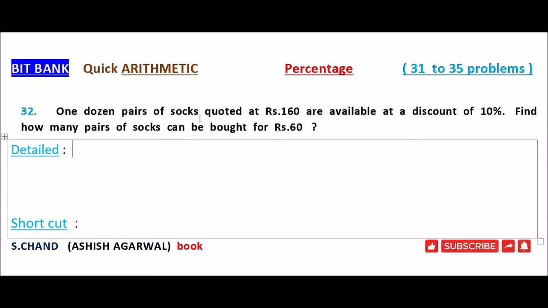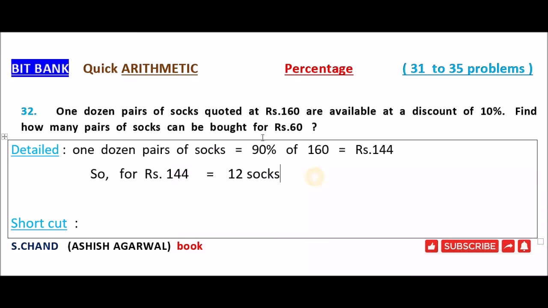Detailed explanation. The socks are available at a discount of 10%. So the actual price after 10% discount is 100 minus 10, 90. So 90% of 160 rupees. So one dozen pairs of socks is equal to 90% of 160 rupees, that is 144 rupees. So for 144 rupees we are getting one dozen pairs of socks. If we are getting 12 socks for 144 rupees, then for 60 rupees how many socks can we get?